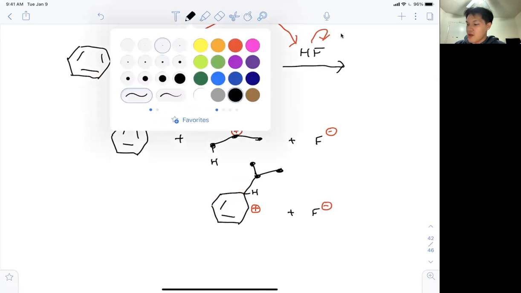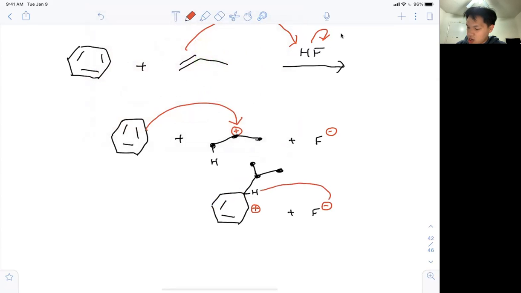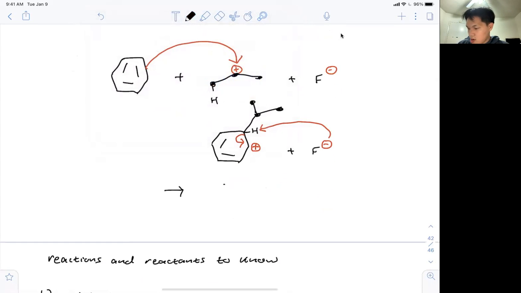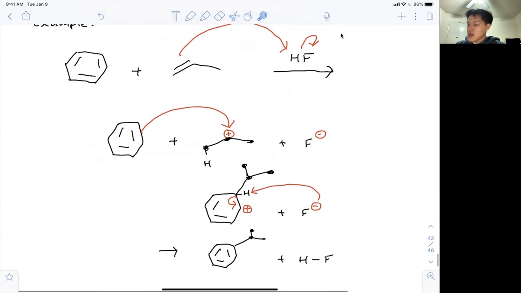And look at what we have. We do have that acidic hydrogen that we can take and that double bond can form, which means it's going to look something like this. That plus H. Oh, okay, that's a lot to take in.